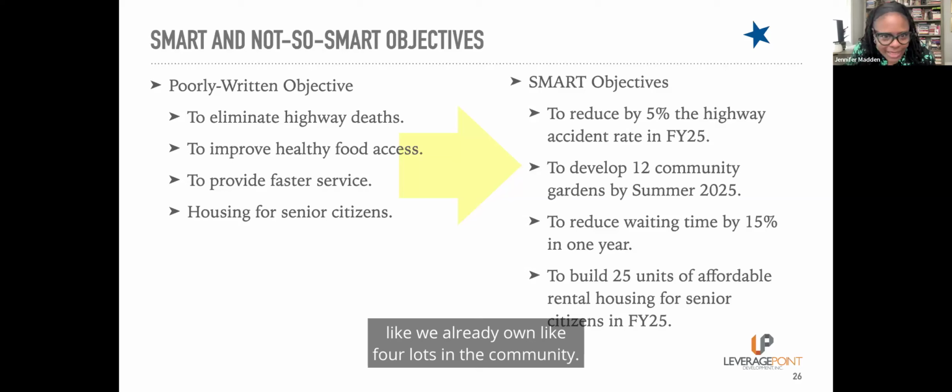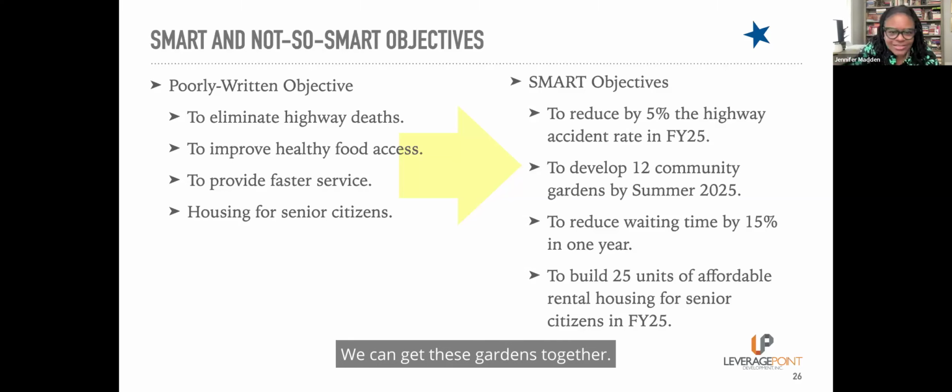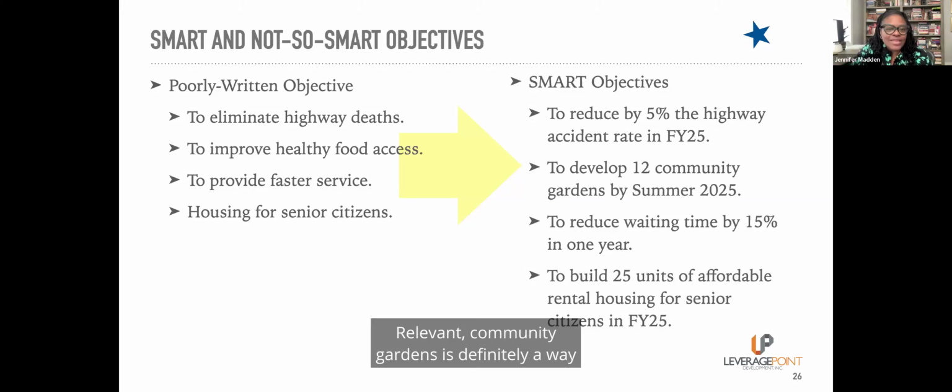Achievable, like we already own 4 lots in the community. We can get these gardens together. Relevant, community gardens is definitely a way to improve healthy food access. Time bound, you want to do it by summer 2025. You get me?